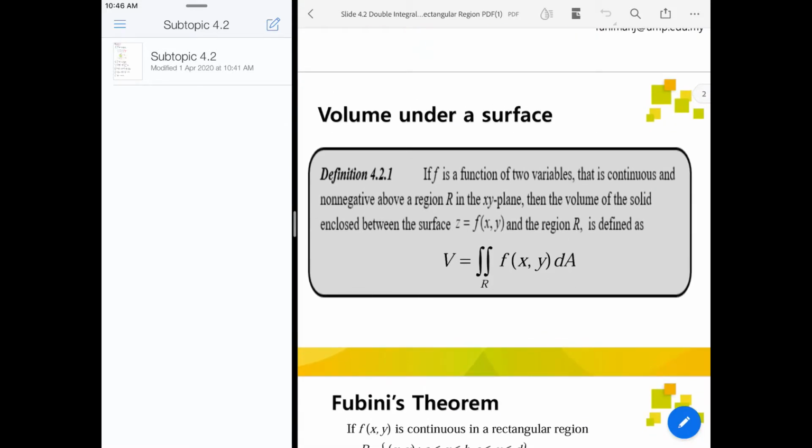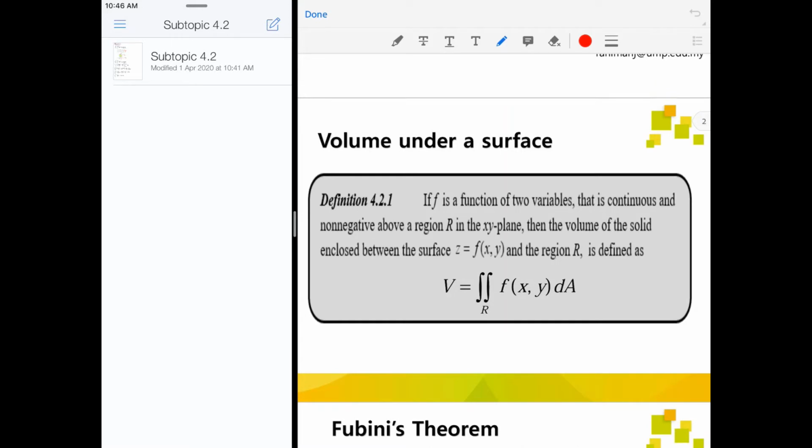Okay, so actually we can calculate volume under a surface by using double integration. Alright, so in this case, we have the double integration towards region R. Okay, this is the region. So you have to bear in mind that region R must be taken from the limit. Okay, and this double integration with respect to dA is actually, we can have dy dx or dx dy. And f(x,y) is actually our z, okay, the surface.